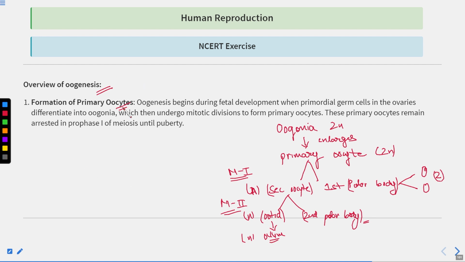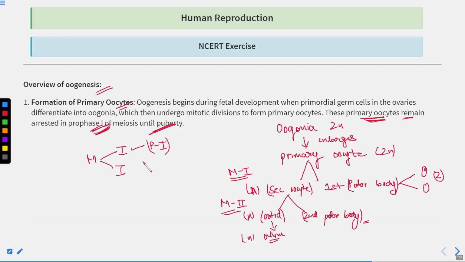Clear? But one thing you should remember is that the primary oocytes remain arrested in prophase 1 of meiosis until puberty, and after puberty they will complete meiosis 1. So they are arrested in prophase 1 of meiosis. Meiosis takes place in two phases, meiosis 1 and meiosis 2. So the primary oocytes get stuck in prophase 1 of meiosis.